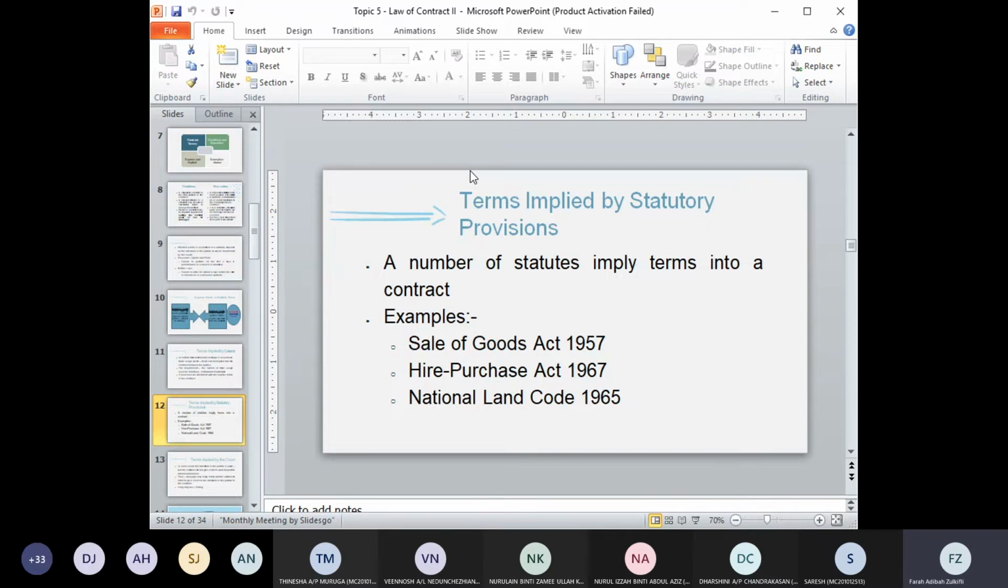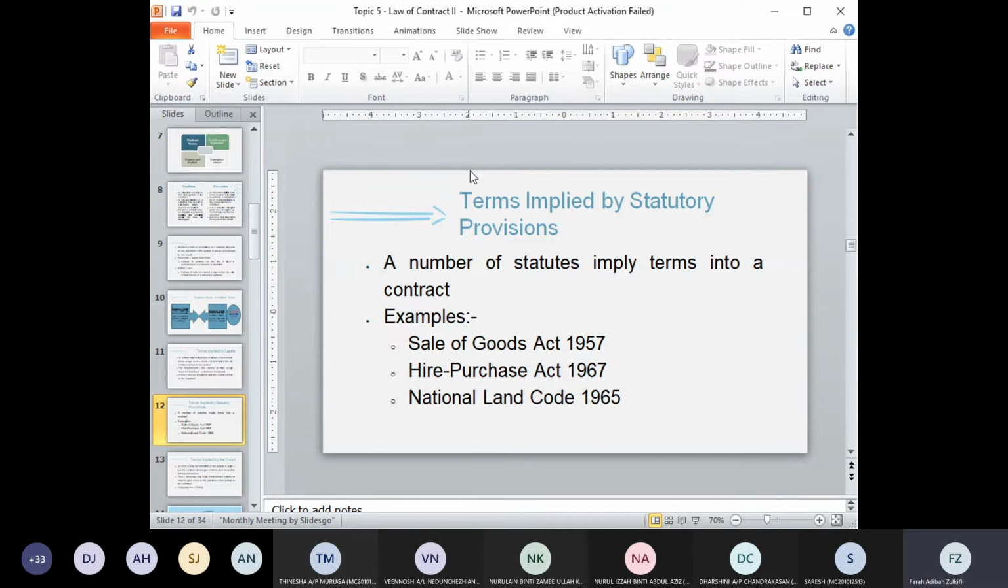Or for example, you want to transfer property. You want to sell your house. You want to buy a house. You have to follow everything stated inside the National Land Code. For example, the National Land Code 1965 states that if you want to sign a contract for a property which is under reserve land, you need to fulfill certain conditions. Or if you want to buy a property which is under a leasehold, there are certain conditions you have to follow. So even though all these things are not stated inside the contract, you are still subjected to the statutory provision because the statutory provision is implied into the contract.